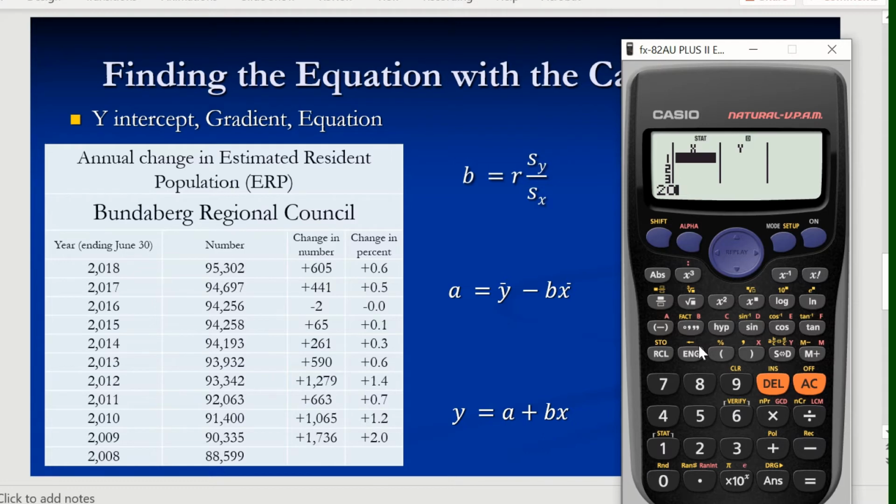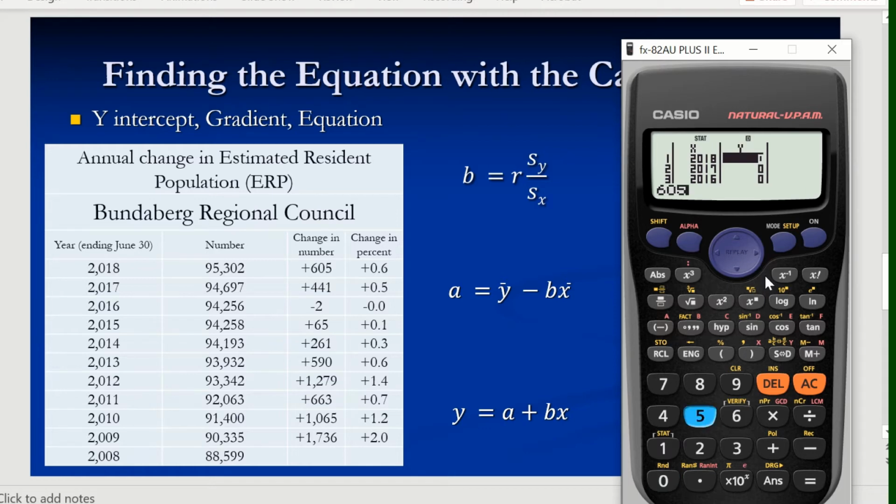So 2018, 2017, 2016, 2015, 2014, 2013, 2012, 2011, 2010, 2009. I'm going to be using just a change in number today, so I'm not going to put in any 2008 data. Now let's enter in our numbers.